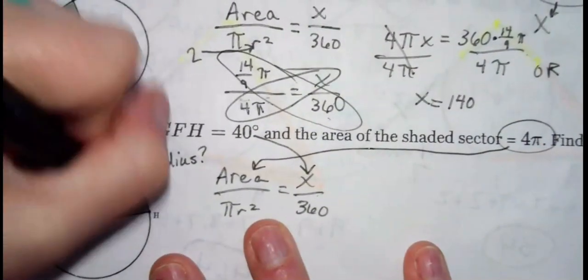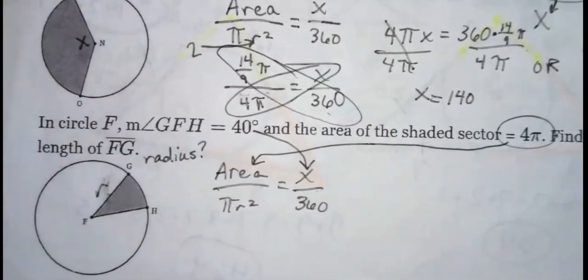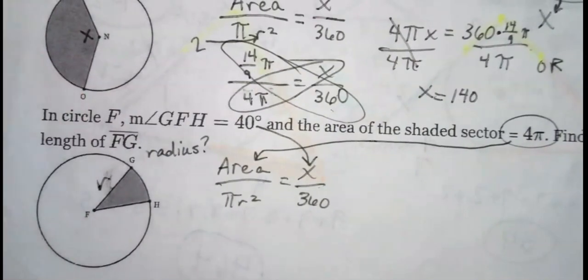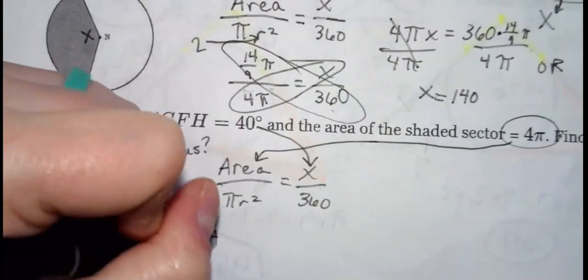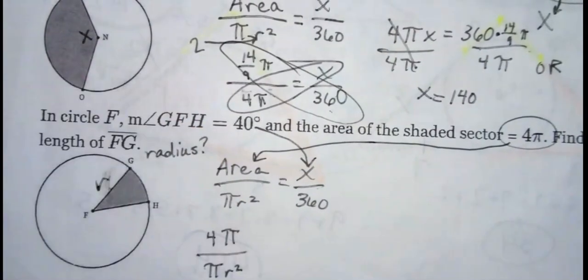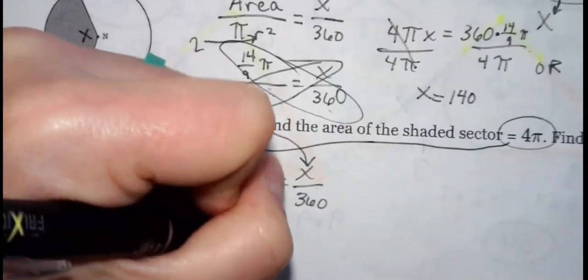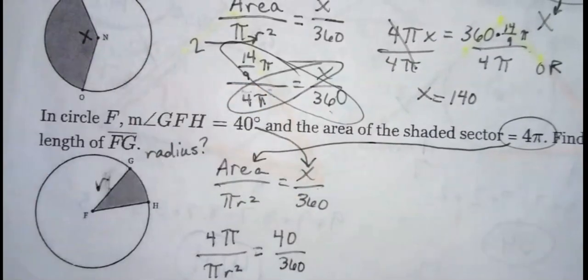So this is what we're trying to solve for. I'm going to write that as r instead of x, because that's confusing with that being an x there. We're going to put this as r. All right, so let's plug these numbers in. 4 pi over pi r squared, because we do not have the radius, right? And then 40 over 360.